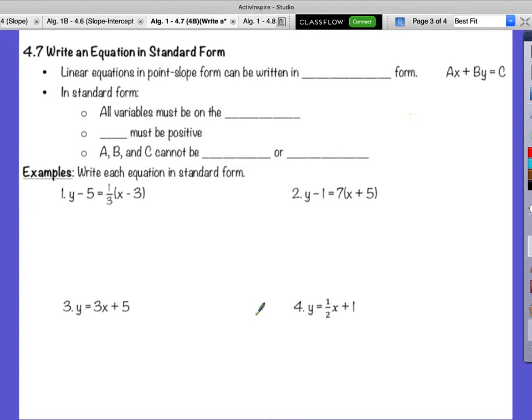Algebra 1, SWBA. What's that stand for, Kelly? Students will be able to. The G is silent. Write linear equations in standard form. Section 4.7.